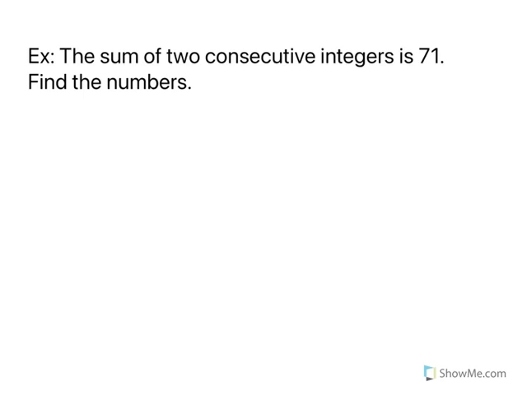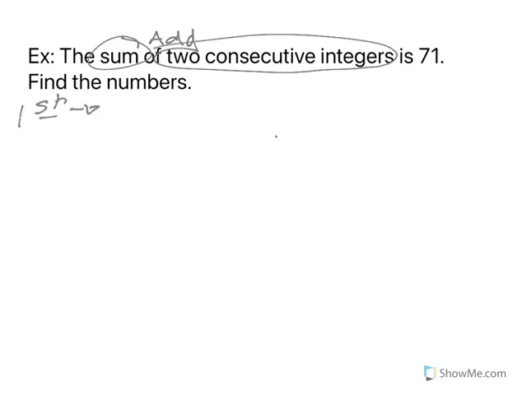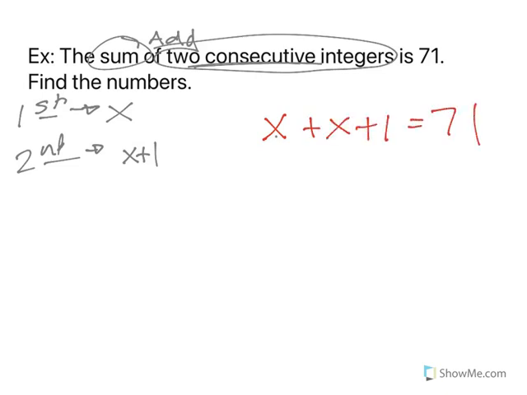The sum of two consecutive integers is 71. Find the numbers. Okay, so here's the deal. First off, we have sum. Sum means add, right? I'm going to add two consecutive integers. I don't know what they are. So the first one we will call x. The second one, since I know it's consecutive, I will say the next one is x plus 1. So if I add my first number and my second number, I get 71.